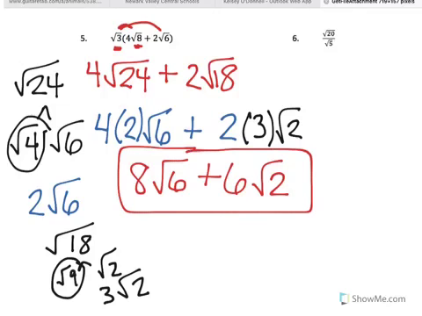And for number 6, we have radical 20 divided by radical 5. They're both numbers that are radicands since they're inside of the radical. So we keep the radical, and 20 divided by 5 is 4. And since 4 is a perfect square, our final answer is just 2.